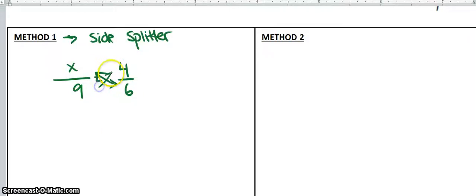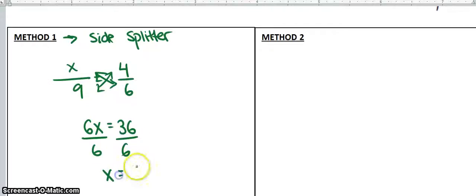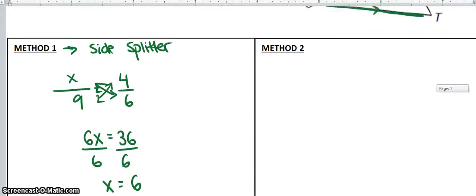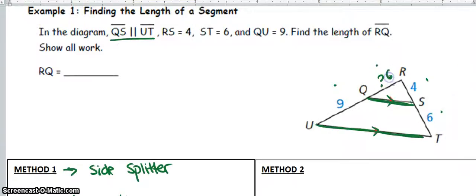So you'll multiply here and here. So 6 times X is 6X. Set it equal to 4 times 9, which is 36. Divide both sides by 6. You get X equals 36 divided by 6 is 6. Okay, so that represented the length of the side. So 6 over 9 is proportionate to 4 over 6.